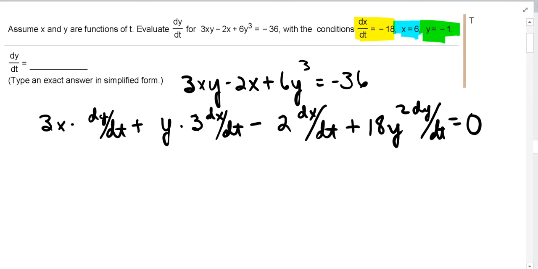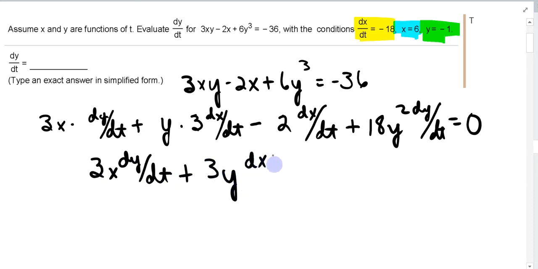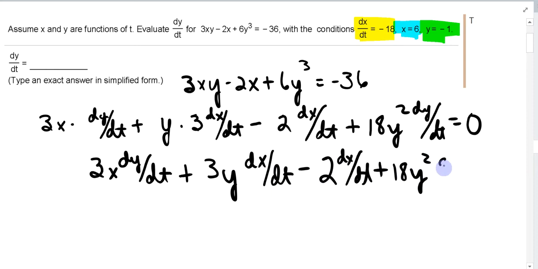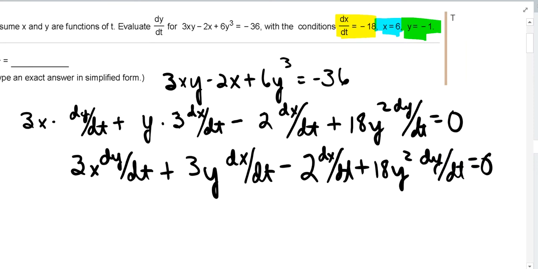All right, so we've got all that. Let's clean this up, gather things together. So we have 3x dy/dt plus 3y dx/dt minus 2 dx/dt plus 18y squared dy/dt equals 0. It says evaluate this with these conditions, so we're going to plug in these numbers. We've got 3 times 6 dy/dt. We don't have anything for that. We're supposed to be trying to find that.